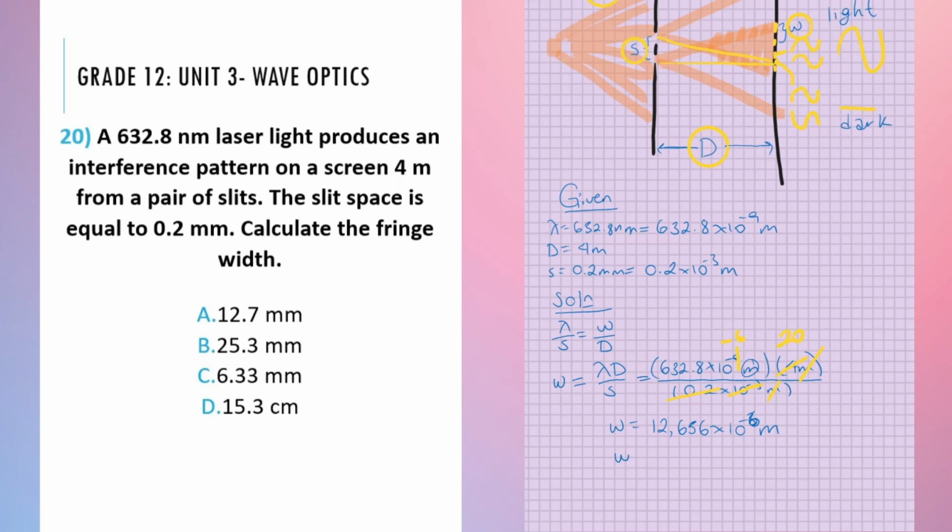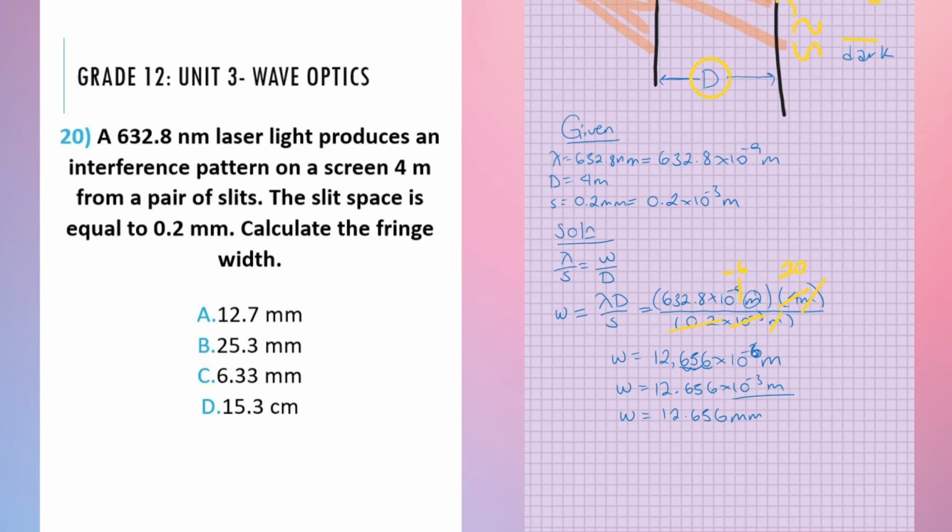Finally, we can simplify this even further by taking this 10 to the power of -6 and moving this decimal point 3 spaces in order to get 12.656 times 10 to the power of -3 meters. Why did I do that? Well, that will allow me to simplify this, because instead of 10 to the power of -3 meters, I can write millimeters instead. So we can actually further simplify this by rounding this number up to 12.7 millimeters. And that would be our final answer. If we look at the choices, we can see that that is in fact choice A. And that is it for this video.